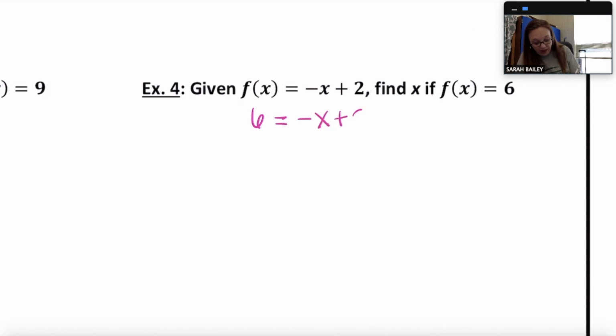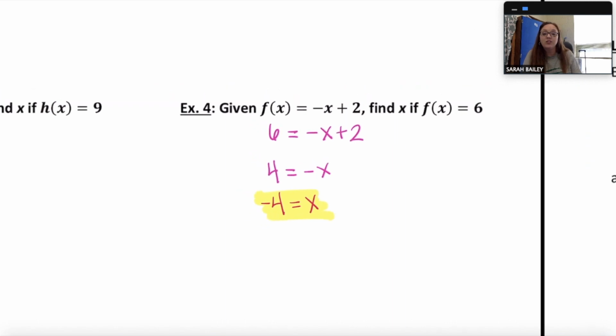So if I do that, now I can solve the equation for x. So I'm going to say 6 is equal to negative x plus 2. What's x? So we already know how to solve this. Subtract 2 on both sides. So 4 is equal to negative x. Negative x, remember, is the same as negative 1x. So we're going to divide both sides by negative 1. So I get that x is equal to negative 4.